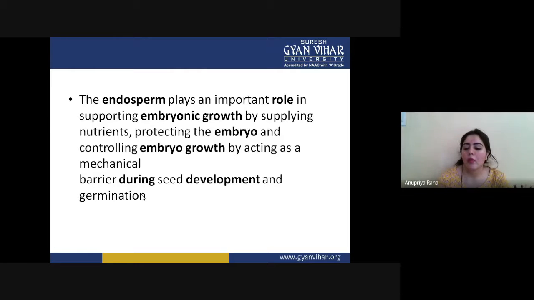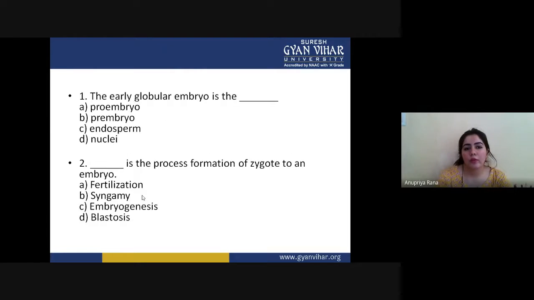Now, on the basis of your embryo and endosperm knowledge, answer these questions. The early globular embryo is... the globular shape of the embryo can be called as... or the process of formation of a zygote into an embryo. What process leads to the formation of the embryo from the zygote? Any answer?